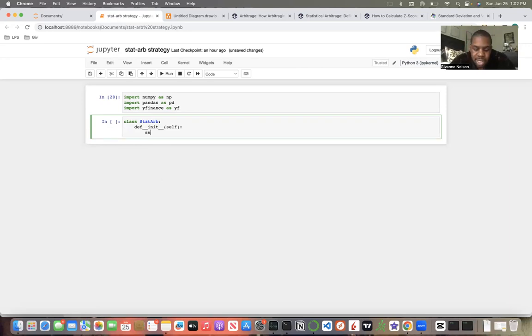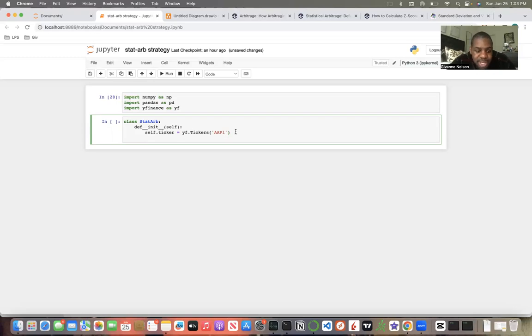First thing we need to do is define the ticker, which is going to be yf.Ticker. And let's do Apple. I already did this already, so I already know Apple is the perfect starting point.